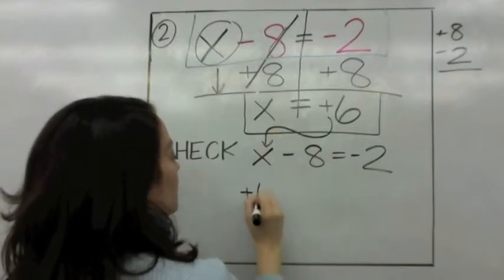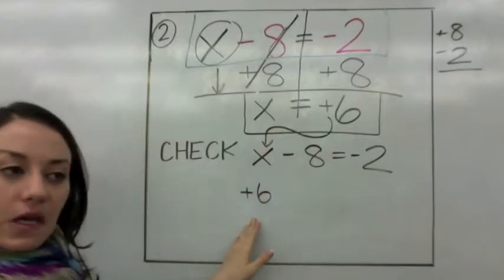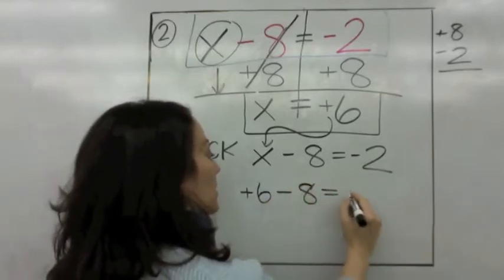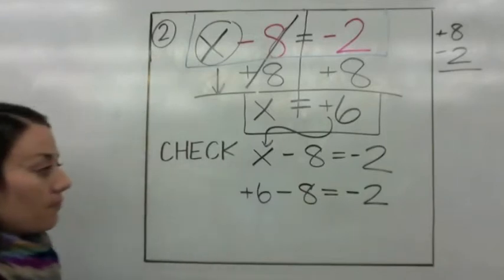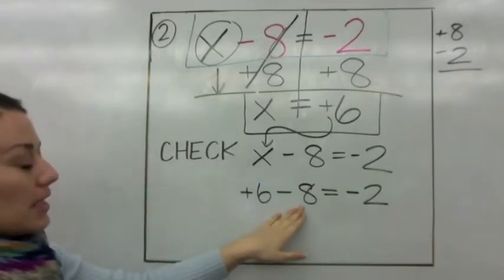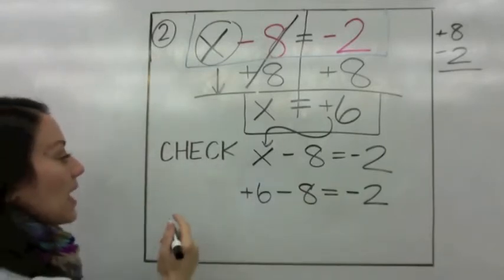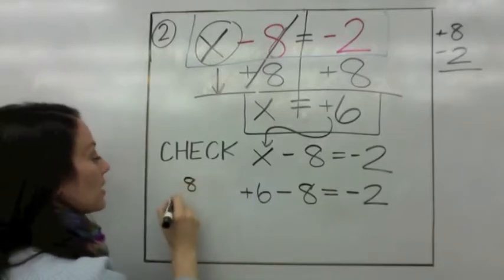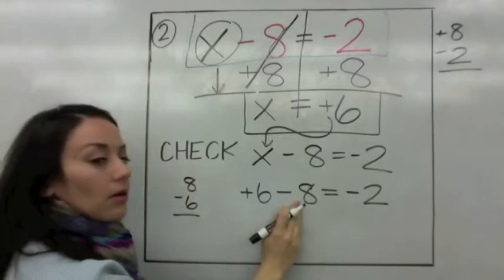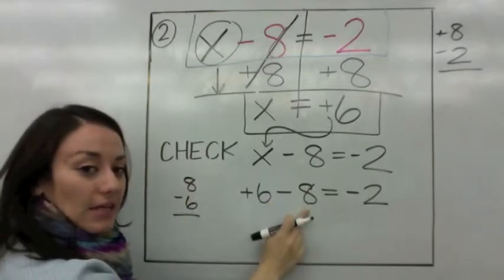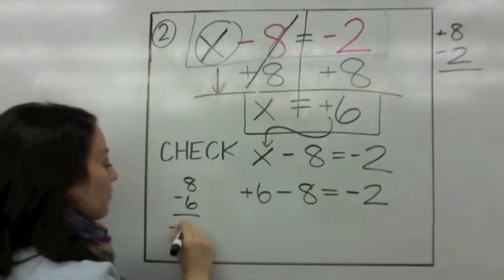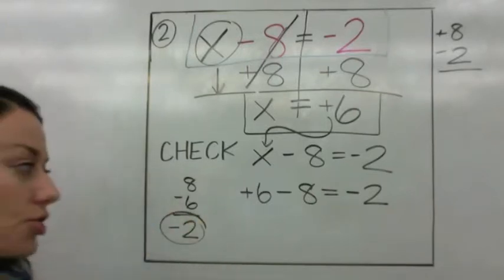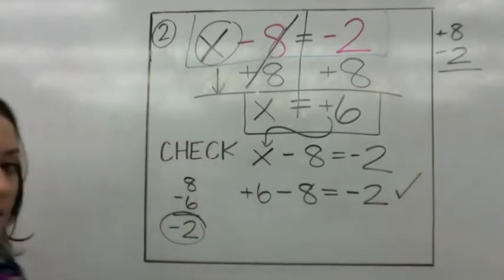Now, if you start with 6 and you try and take away 8, does that give you negative 2? Okay, positive 6 minus 8. Again, positive 6 minus 8 is like saying, they're different signs, right? It's like saying 8 take away 6, but the bigger number is negative. It's 8. So the answer will be negative, and 8 minus 6 is 2. So that is correct.